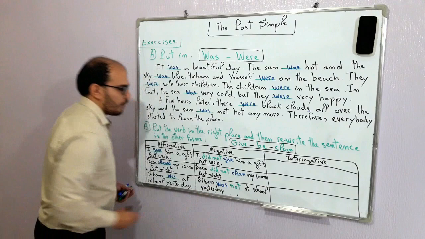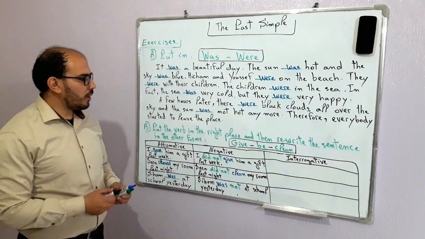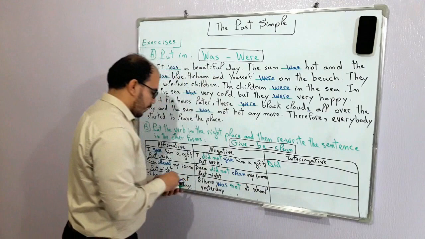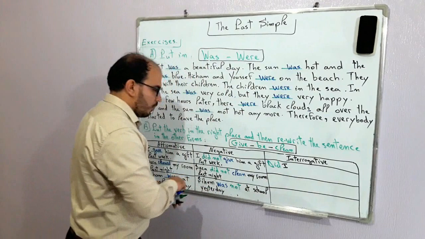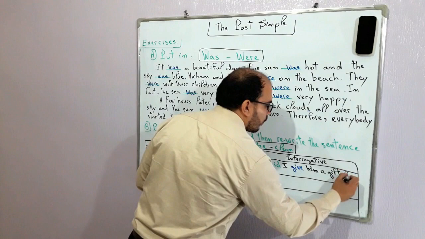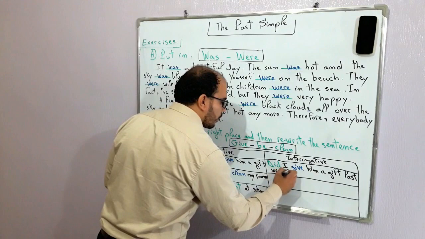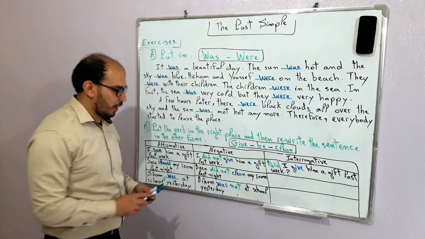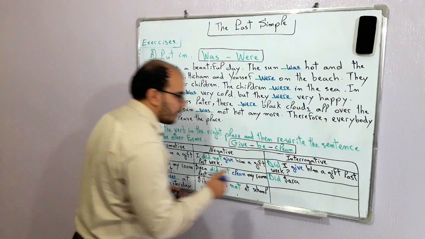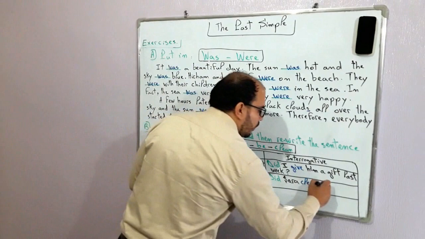Now let's move to the interrogative form. I did not give him a gift last week. We said for the interrogative form, we have to invert the auxiliary did with the subject. So I have did, subject I, then the verb give, and then continue. Did I give him a gift last week? Question mark. Sarah didn't clean my room last night. The same thing. We invert the auxiliary did with the subject Sarah, then the verb clean, and then continue: my room last night.